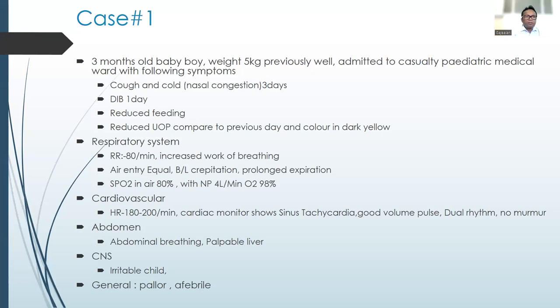Sorry for the disturbance because of network problem. In cardiovascular assessment, heart rate is 180 to 200 per minute. Cardiac monitor shows sinus tachycardia and good volume pulses. Dual rhythm, no murmur. Abdomen shows abdominal breathing with palpable liver. Central nervous system wise, the child is irritable. On general examination, the child is pallid and afebrile.